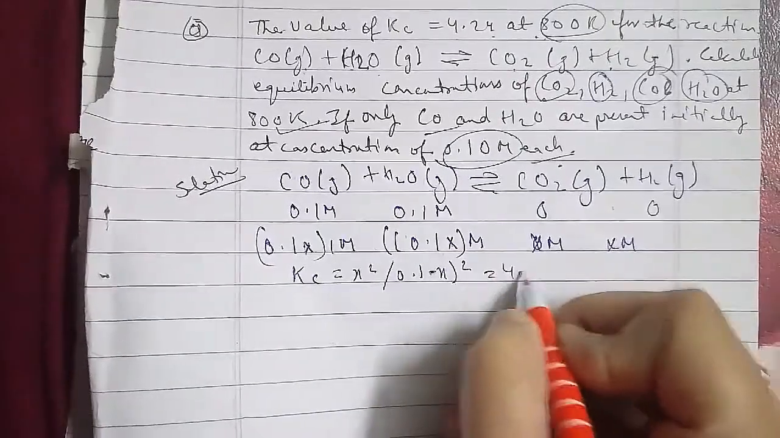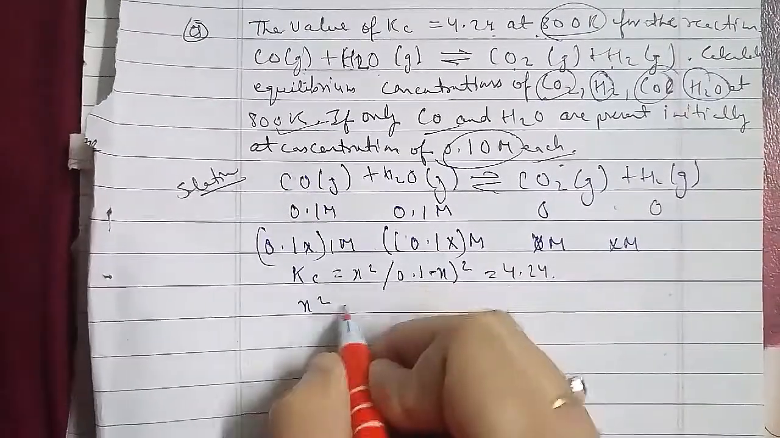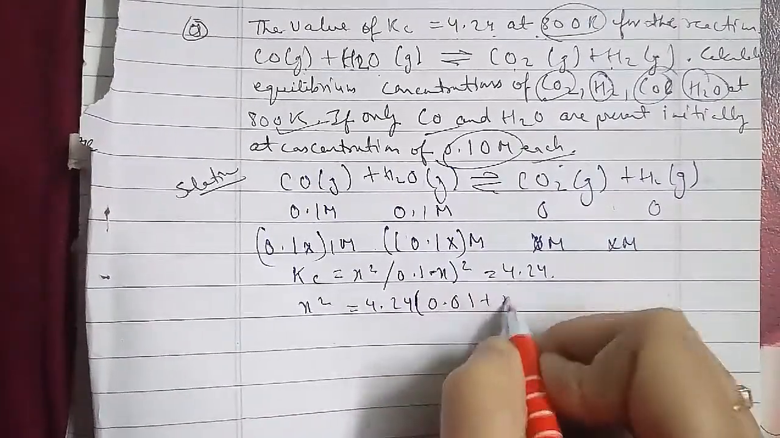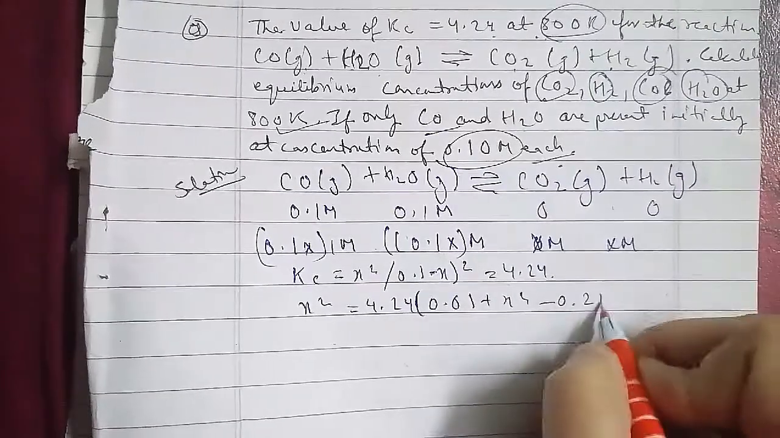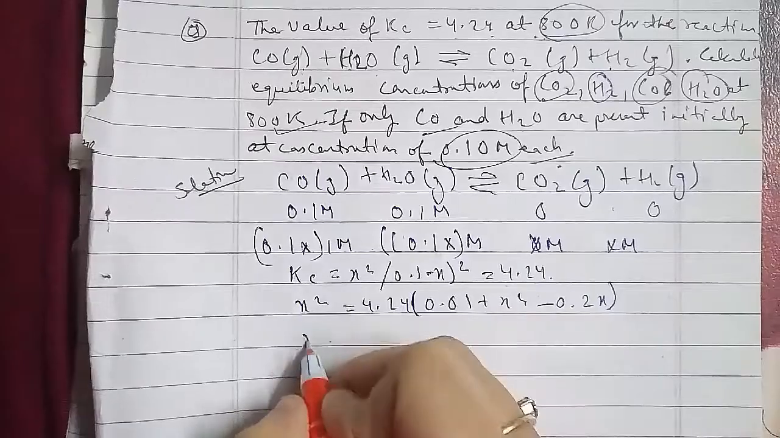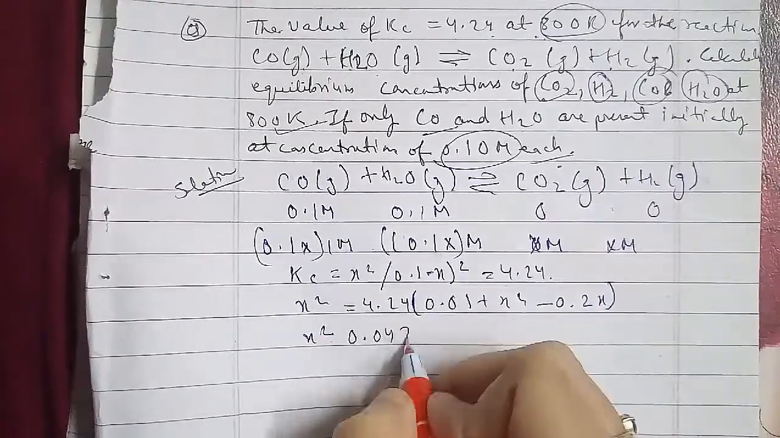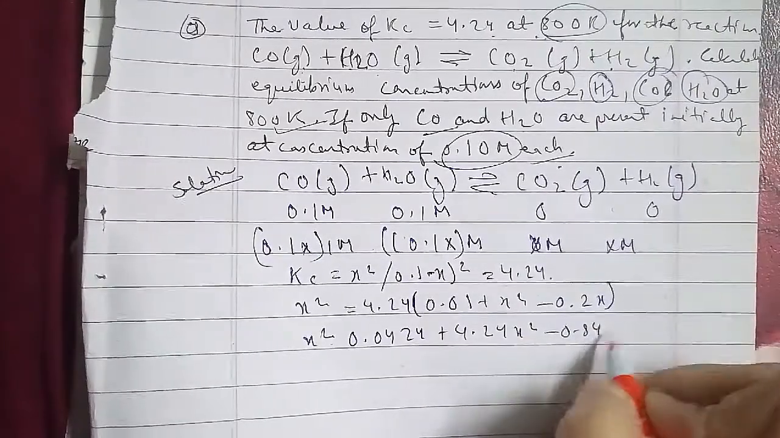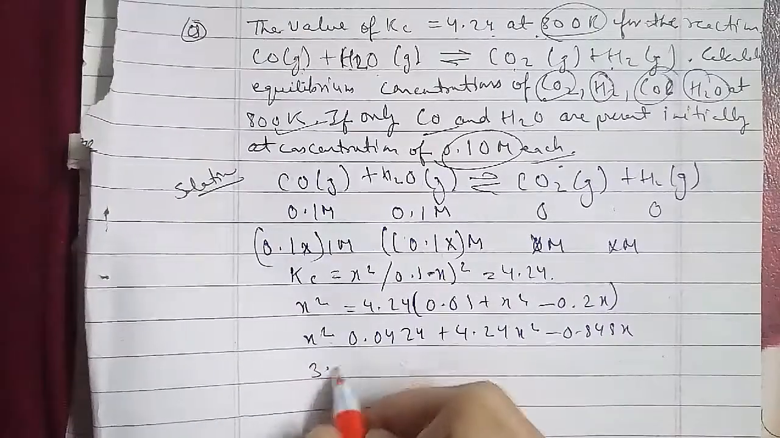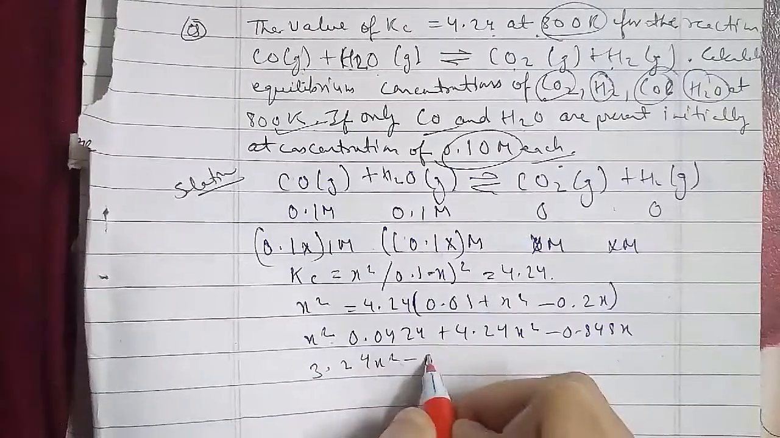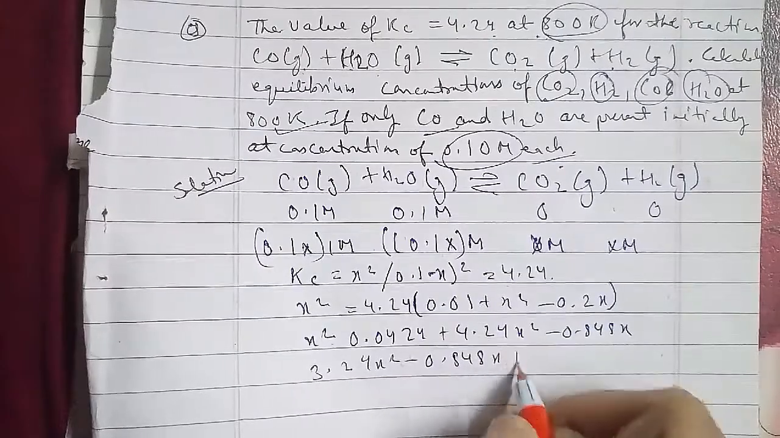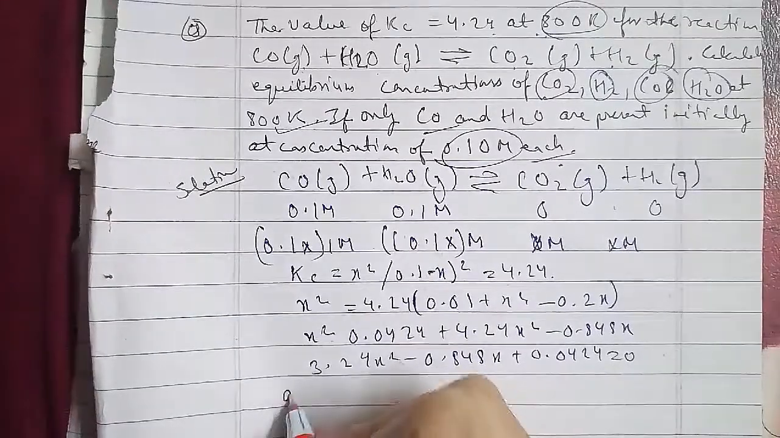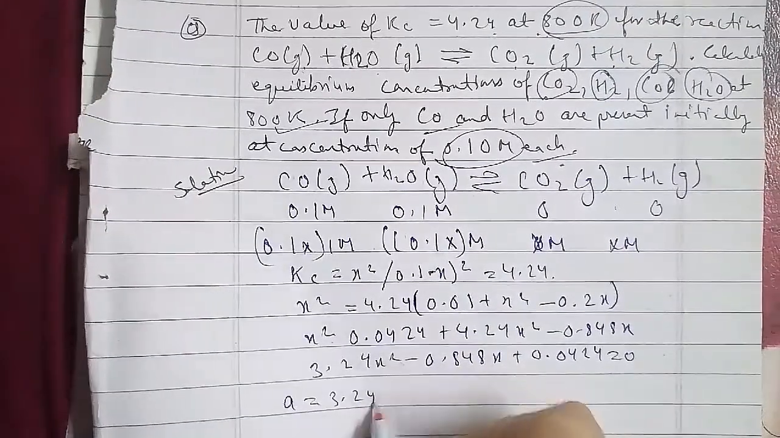Next, we have a equals 3.24, b equals minus 0.848, and c equals 0.0424. For the quadratic equation in the form ax to the power 2 plus bx plus c equals 0, where we find the value of x, we have x equals minus b plus minus under root of b square minus 4ac upon 2a. If you have studied maths, you will know which formula this is. This is the standard quadratic formula we are using.